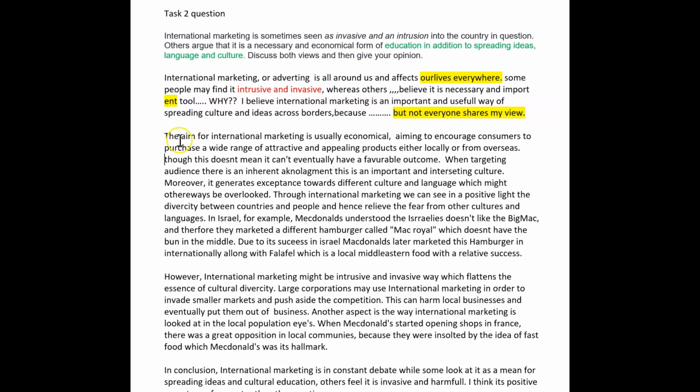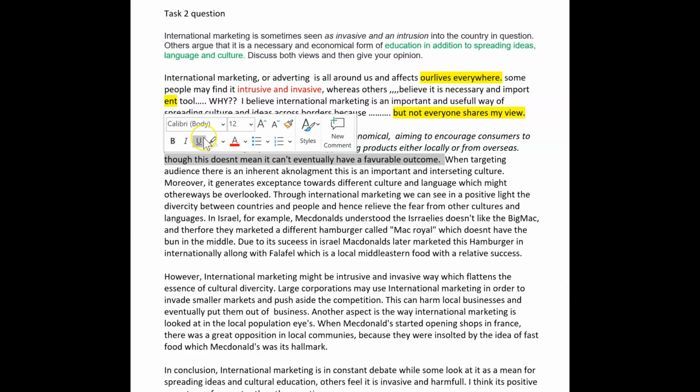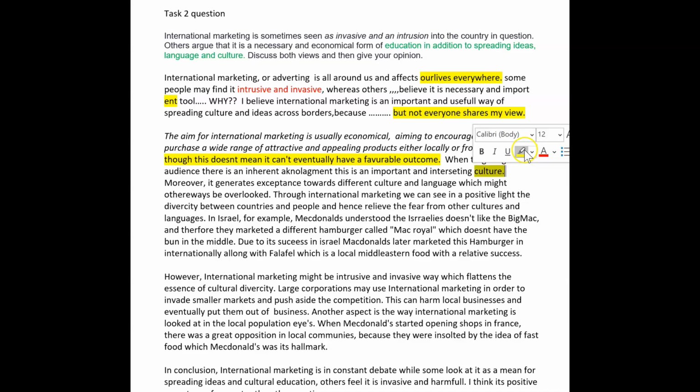So I think that's an interesting way to start. What's the aim of it? But I think that's a strong topic sentence, so that would come in at the beginning here. I wouldn't use that sentence, don't need that. But also, just while we're here, you can't contract in an IELTS essay. You have to have the long forms, and you've got to watch your spelling. You'll lose marks for wrong spelling. When targeting an audience, there's an inherent acknowledgement, spelling again, that this is important, that this is an important and interesting culture. It's not really the culture, it's the product we're selling, aren't we? So spelling there, important but acknowledgement.